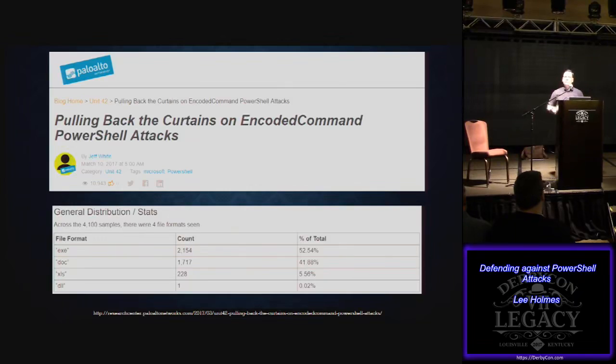So Palo Alto runs this email scanning gateway, and they took a big look at what were the actual sources of compromise that led to what people were calling a PowerShell attack. So you see here the numbers are stunning. It was an exe that launched some PowerShell. Or it was a DLL that launched some PowerShell. Or it was a Word doc or a macro that launched some PowerShell.